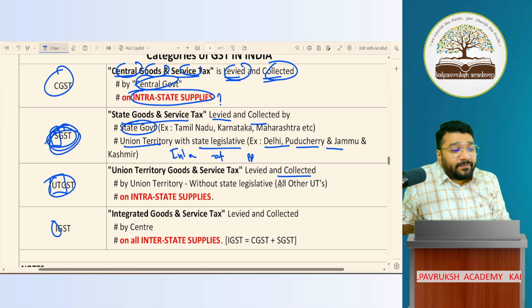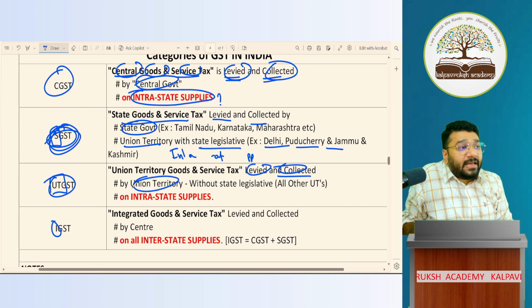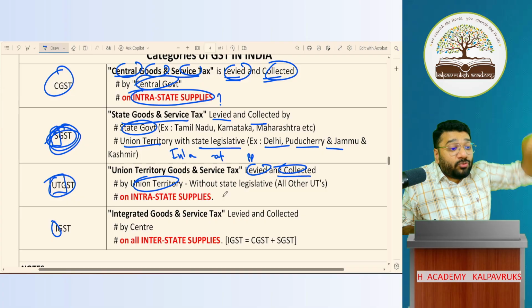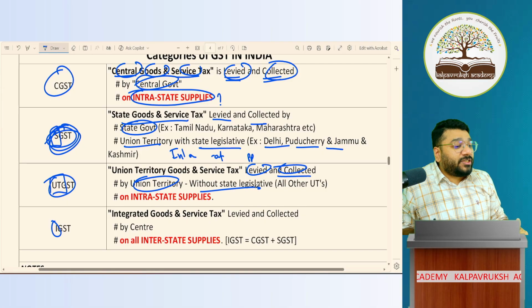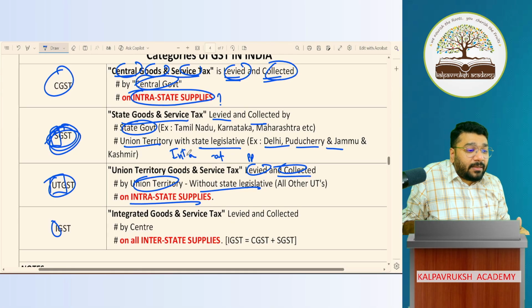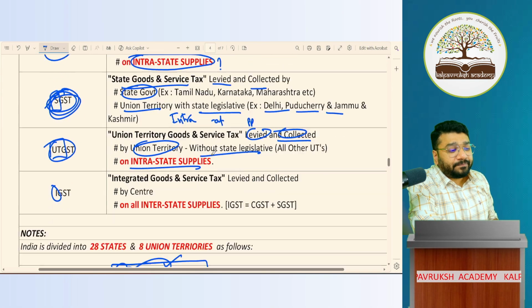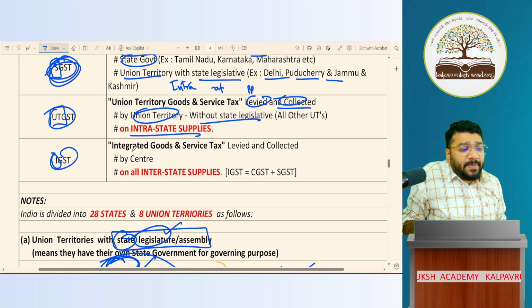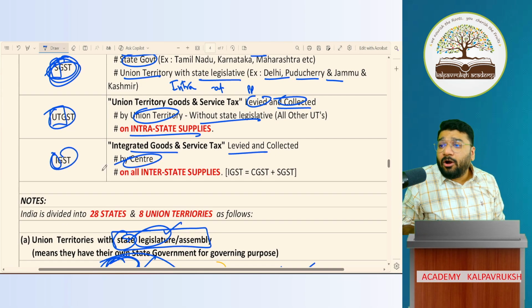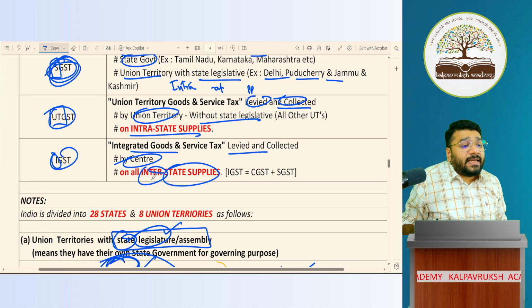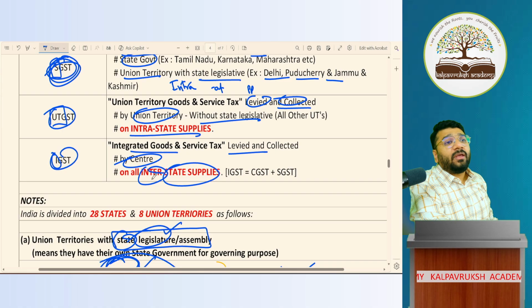UTGST, who is charging? It is levied and collected by union territories. Which union territories? Those 5 union territories which are without a state legislature. On what supply? Intra-state supply. Okay, not okay? IGST is levied and collected by the central government. On what? Interstate supply. Okay, not okay? Okay.